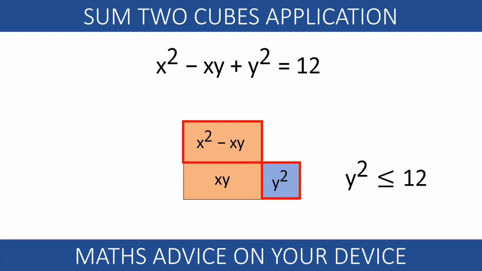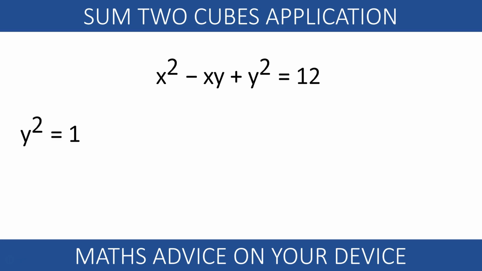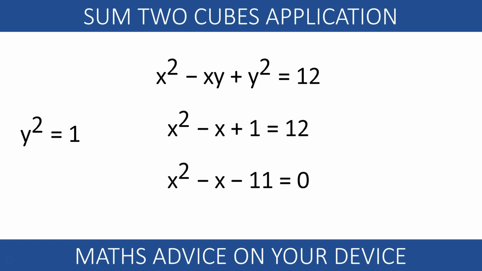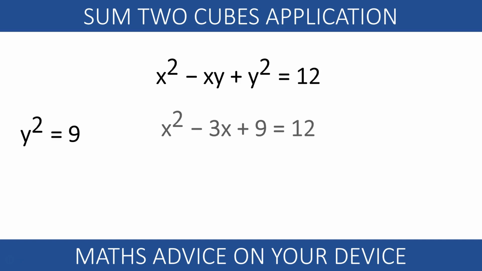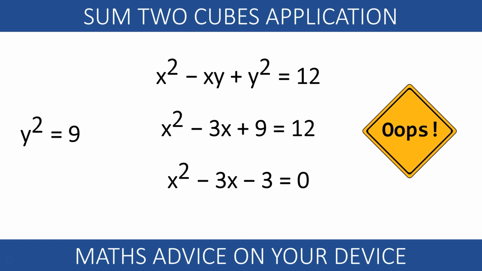Not many, in fact, only 3 square numbers, 1, 4, and 9. If y squared equals 1, substituting y equals 1 and y squared equals 1 into our equation, we end up with a quadratic equation in x. If we try to factorize, we soon realize that the solutions for x are not integers, so this is not a valid solution. If y squared equals 9, substituting y equals 3 and y squared equals 9 leads to the quadratic equation where x has no integer solutions.